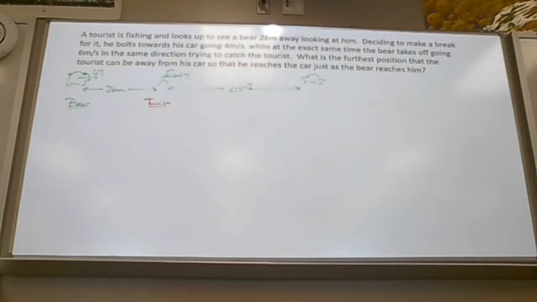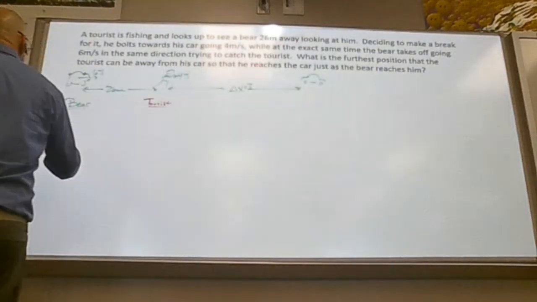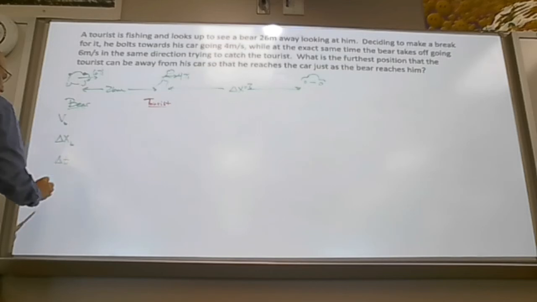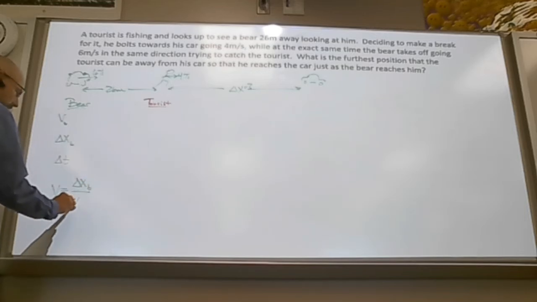Okay, really big picture idea strategy. If you have more than one object moving independently of each other, you need a set of variables and an equation for each object. So we need the bear's velocity, the bear's displacement, the bear's time. And the only equation that we have at this point, which is kind of convenient for us, is velocity of the bear is equal to the bear's displacement over the bear's time.